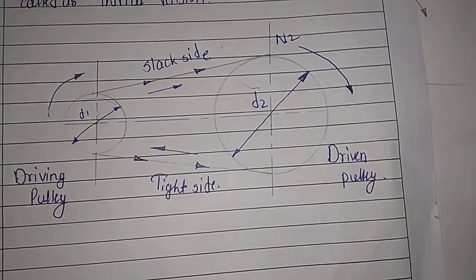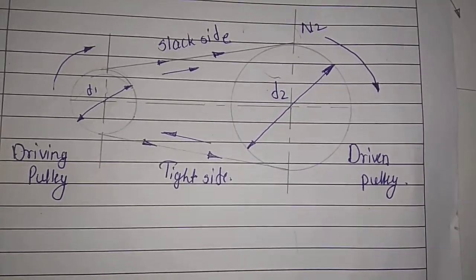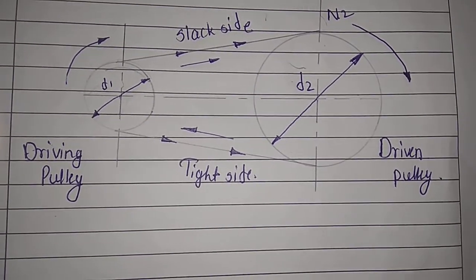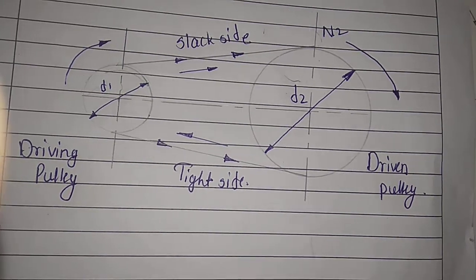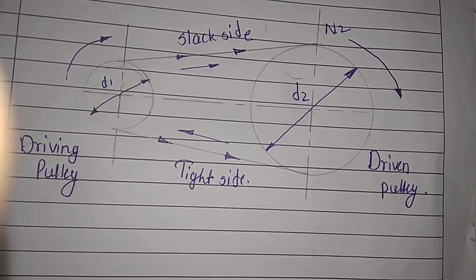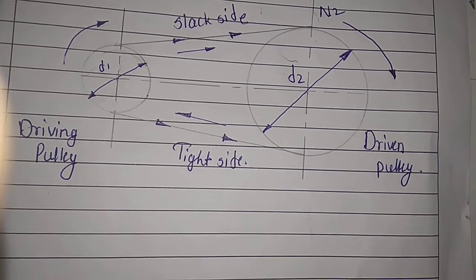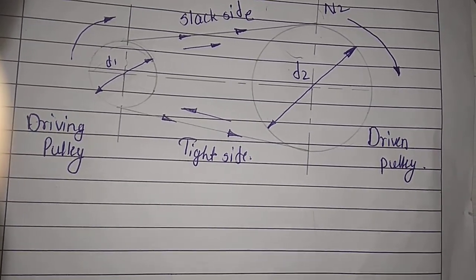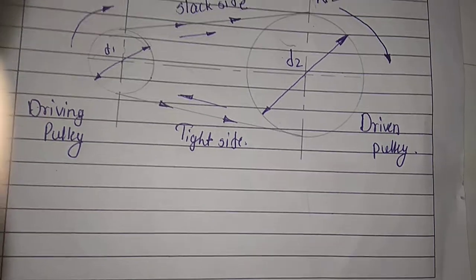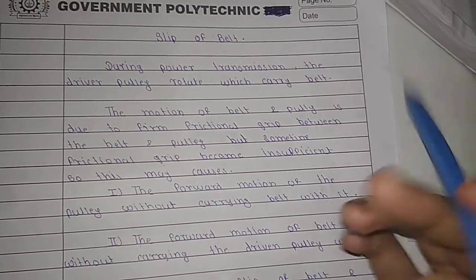In this topic, a mostly asked question is: generally the lower side is kept as the tight side and the upper side is kept as the slack side in belt drives having a small driving pulley and a big driven pulley. Why? Our next topic is slip of a belt.